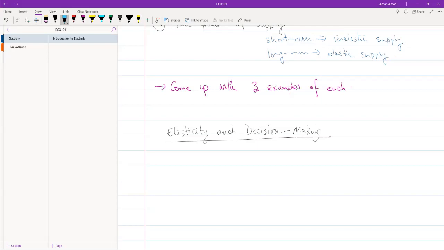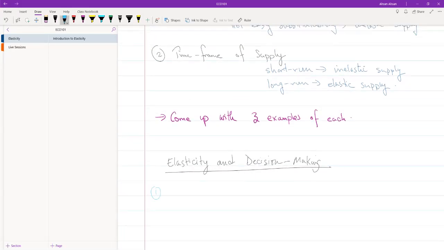And we're going to do that by looking at two scenarios. Okay, so let's look at the first scenario. Suppose the government wants to discourage the consumption of soda. Because soda is bad for your health, the government would like to discourage its consumption to improve public health.